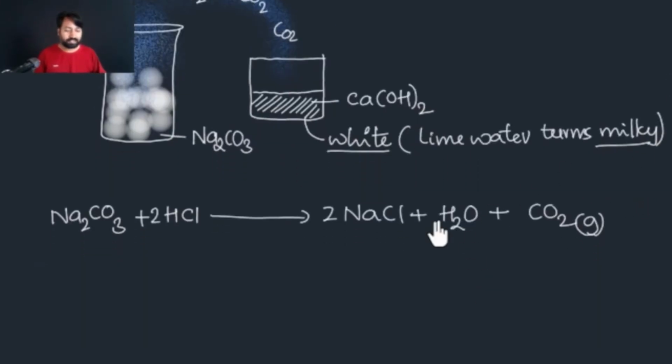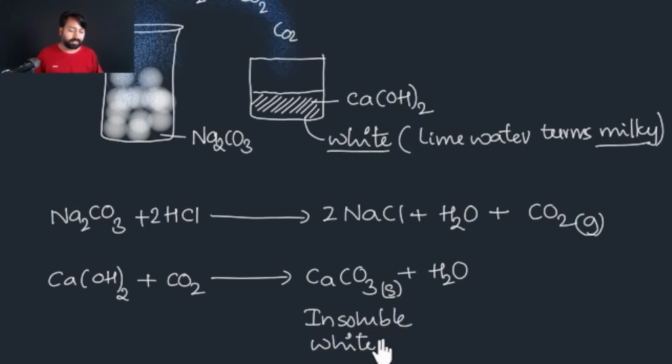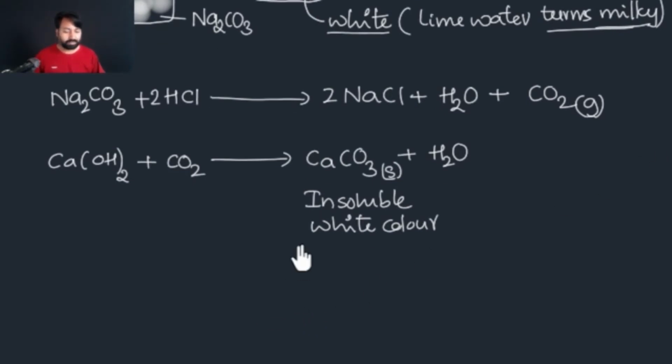Let's understand why it turns milky. Let me take calcium hydroxide, Ca(OH)2, and allow it to react with carbon dioxide. The product is calcium carbonate, and along with that a water molecule, H2O, is produced. This calcium carbonate is solid and white in color, insoluble and white. So due to this reason, the lime water turns milky. It looks like milk, but it's not actually milk. That's one point you have to remember.